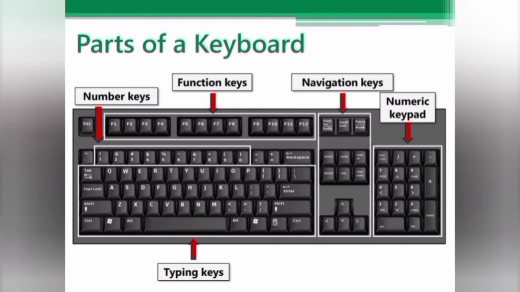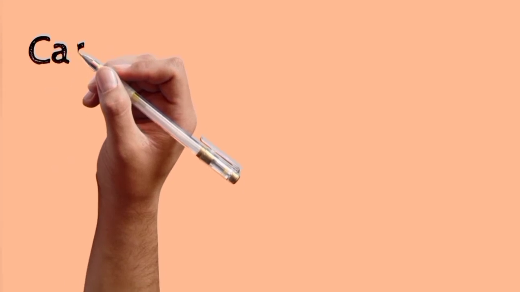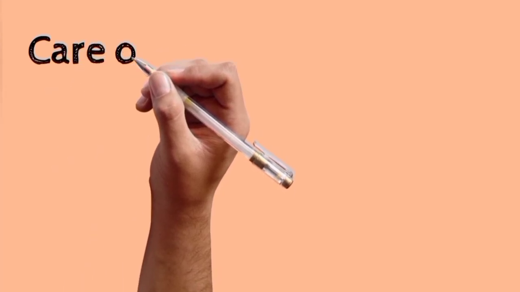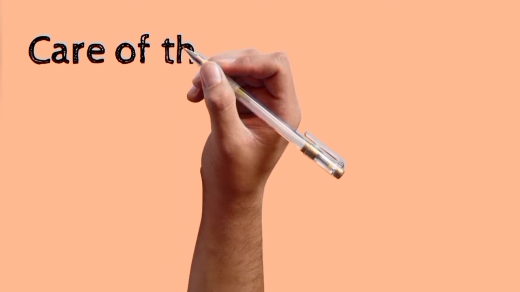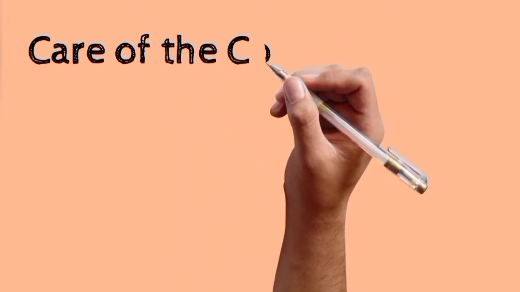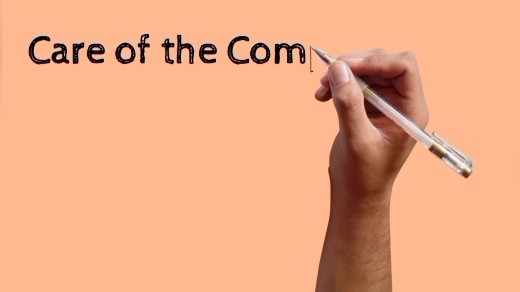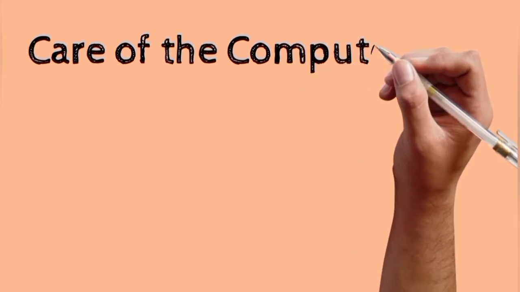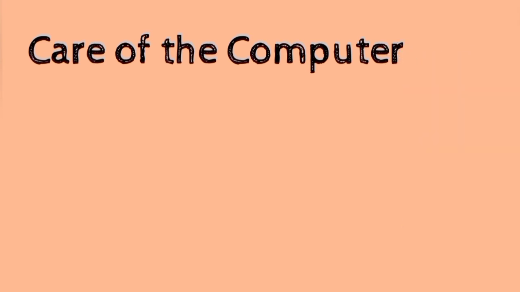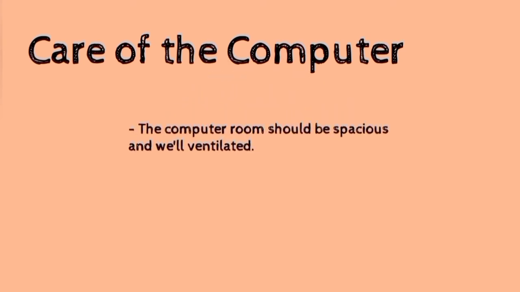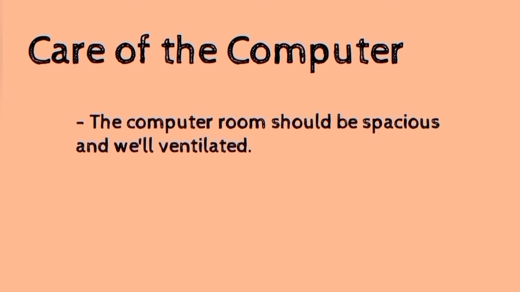All right? And then we have the cursor control key. The cursor control key does several things, like giving some functions, all right, as an alternative to use when pointing your device using the mouse. They are used to navigate through letters typed. Okay, then let's look at the care of the computer. How do we care for our computer?